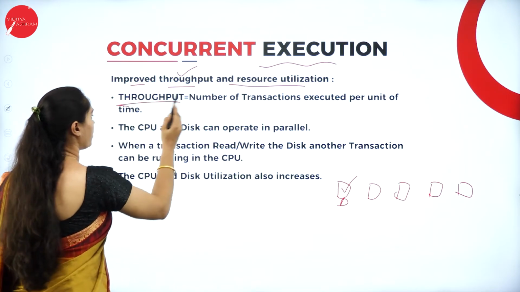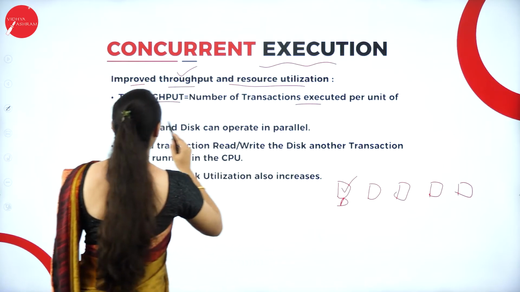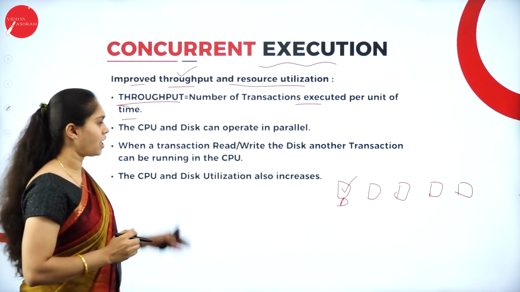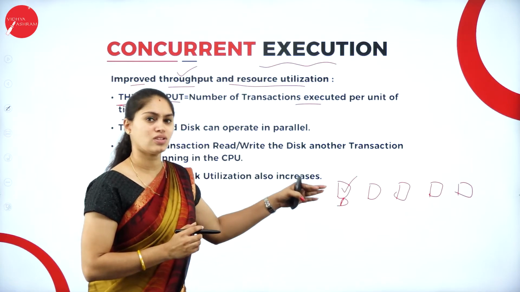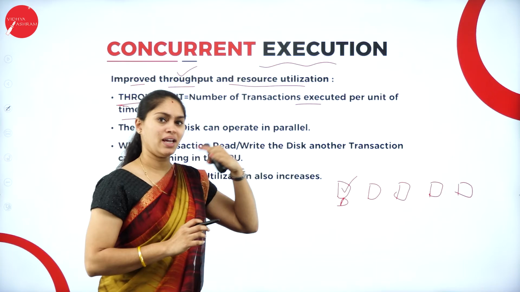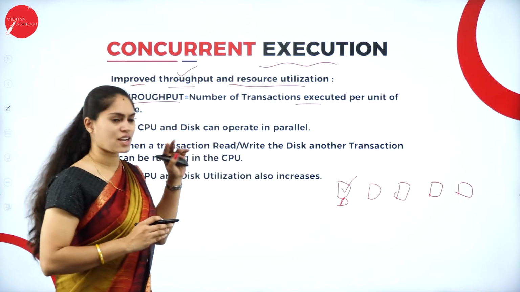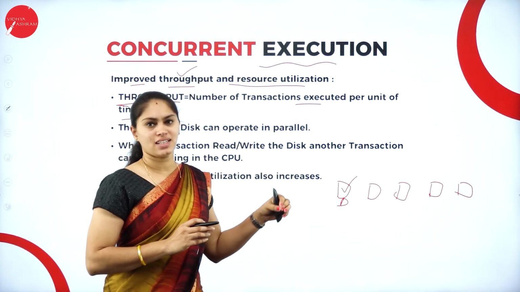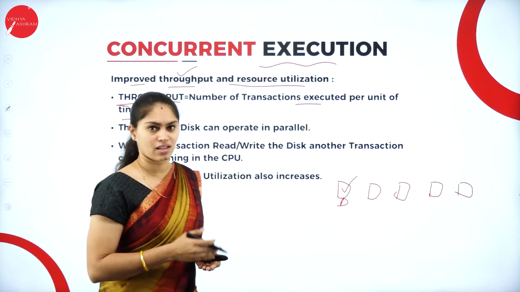How do we find the throughput here? It is just the number of transactions executed per unit time, meaning how many transactions occur at a particular time. If the throughput is high, the result will be good and errors will be low. If more transactions are taken at a particular time, the database will be very fast.